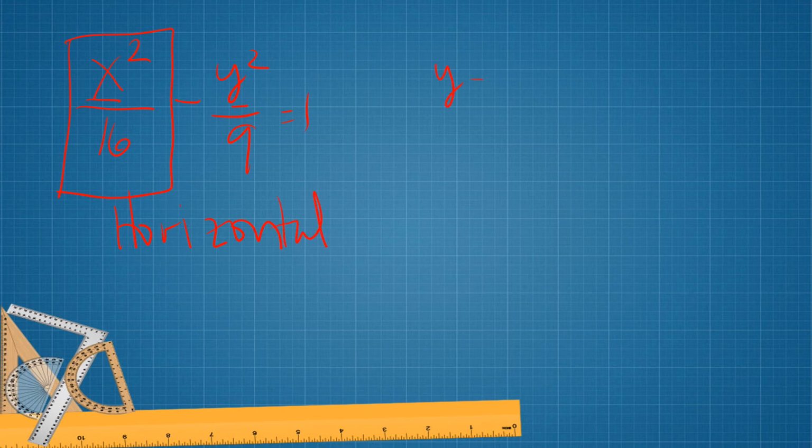Another example will be (y minus 3) quantity squared over 25 minus (x minus 5) quantity squared over 36 equals 1. Since the first term is (y minus 3) quantity squared over 25, and since y comes first before x, it implies that the orientation is vertical. Let's try another example. For instance, the given is (x minus 3) quantity squared over 38 minus y squared over 1 equals 1. As you can see, the x comes first before y, so it implies that the orientation is horizontal.